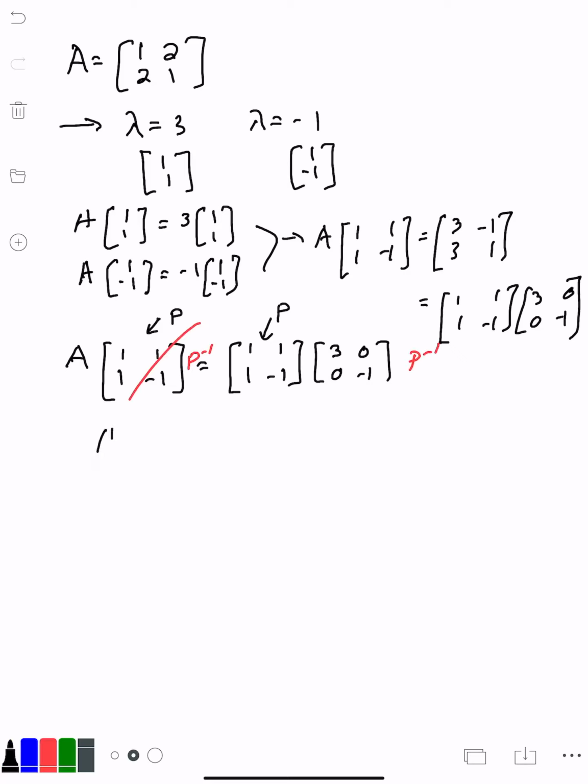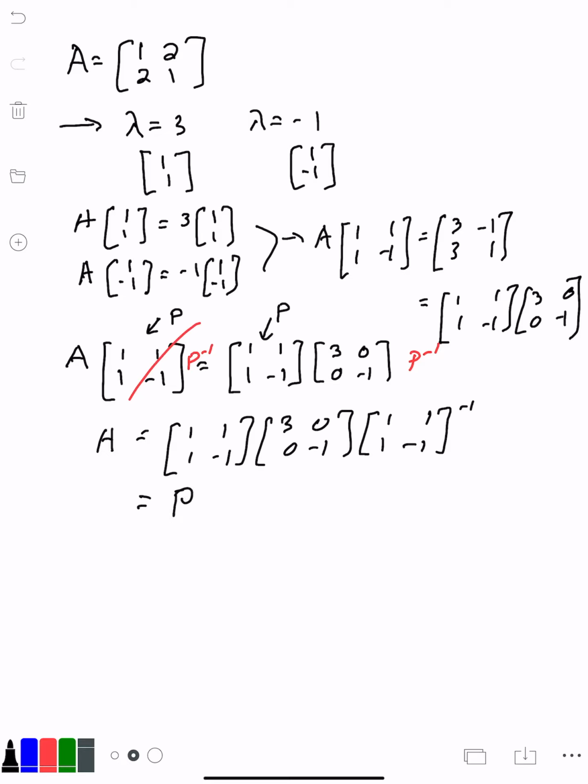And what I would then have is A equal to [1, 1; 1, -1] [3, 0; 0, -1] and then whatever the inverse of this matrix is, or in shorthand notation, P D P inverse. Specifically, I want to point out that this D here is a diagonal matrix. I haven't really done much work yet because we already knew what the eigenvalues and eigenvectors were, but I just showed you that you can write A in this format, P D P inverse.